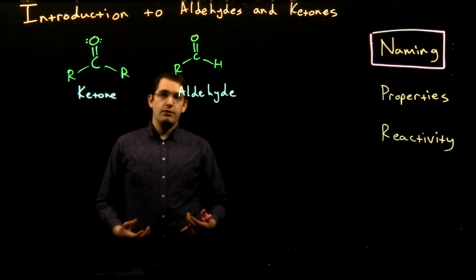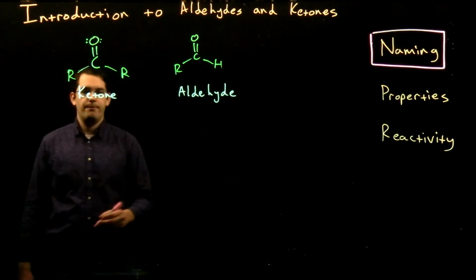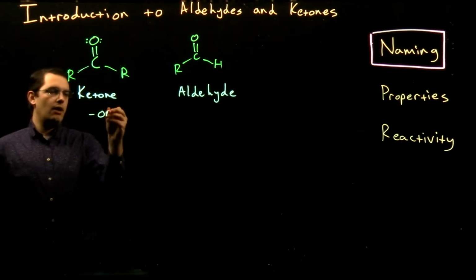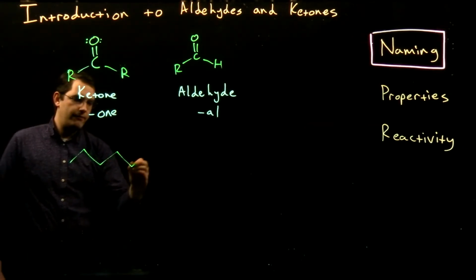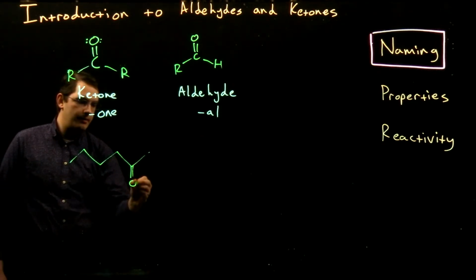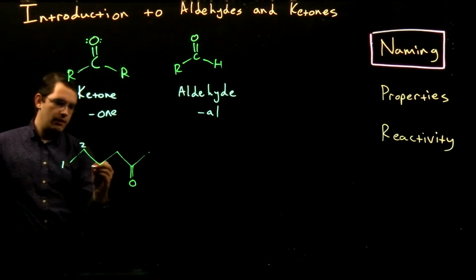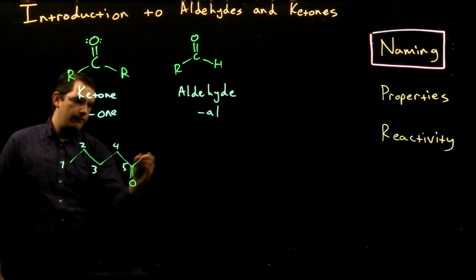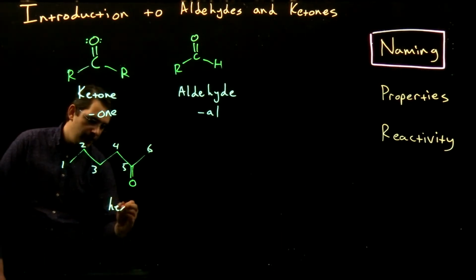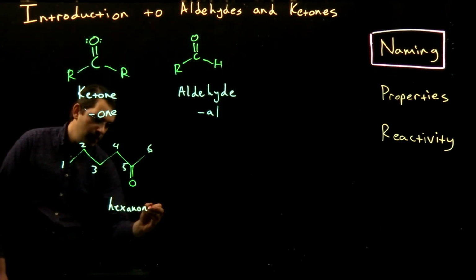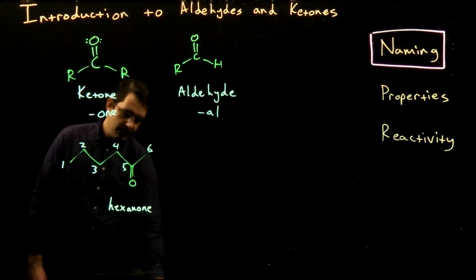As always, when we have a new functional group, we need a new suffix to indicate the presence of that functional group. For ketones, we're going to use the -one ending. So for a given ketone, we first need to count out our number of carbons. So in this case we have 1, 2, 3, 4, 5, 6. So that makes this a hexanone, again using that -one ending to indicate our ketone here.